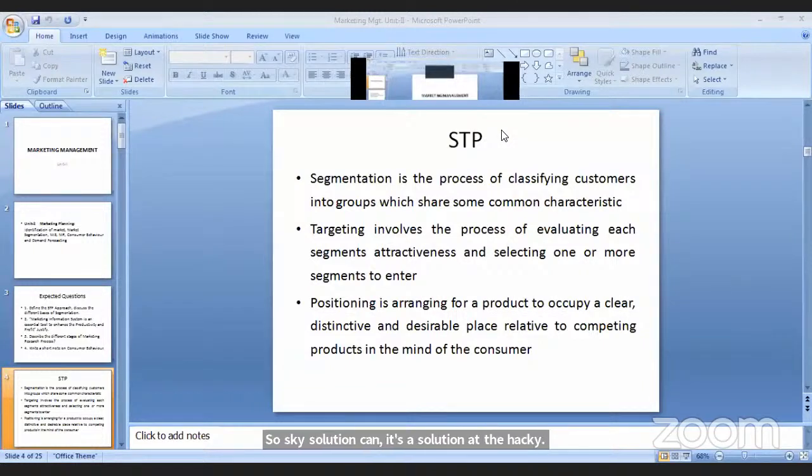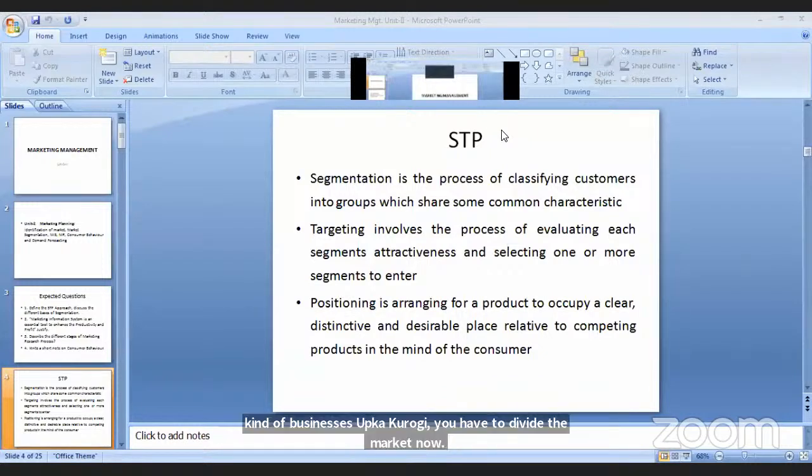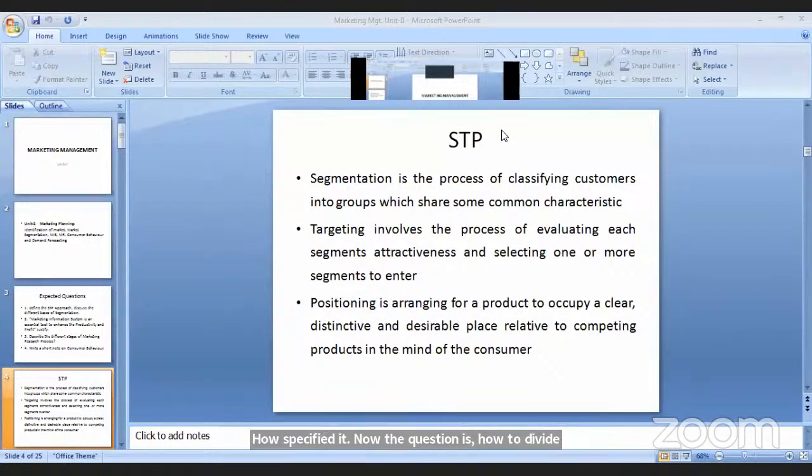You have to divide the market according to various kinds of basis. अब क्या करोगे? You have to divide the market. Now, how to divide it? Now, the question is how to divide it. Divide on the basis of the product utility.